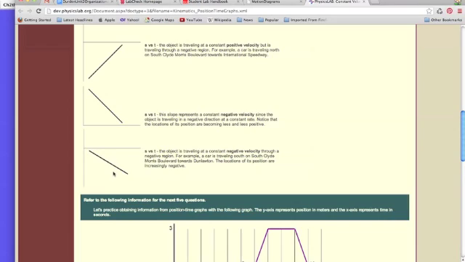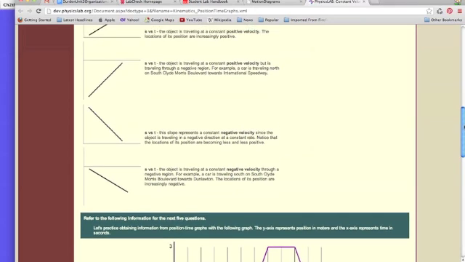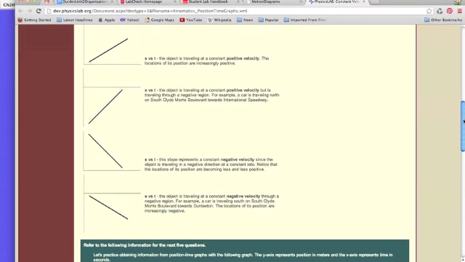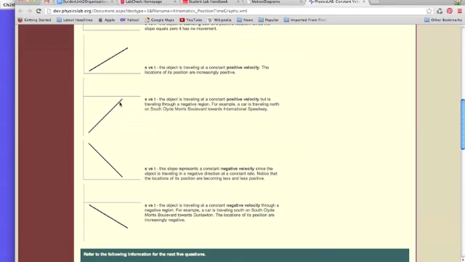So slope tells you the direction. Steepness of slope tells you how fast. So a steeper line tells you the object's moving faster than a less steep line. This line is steeper than that one. They're both positive. This object is moving faster than that object.